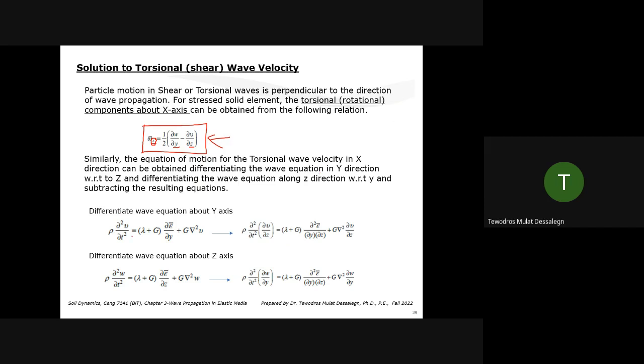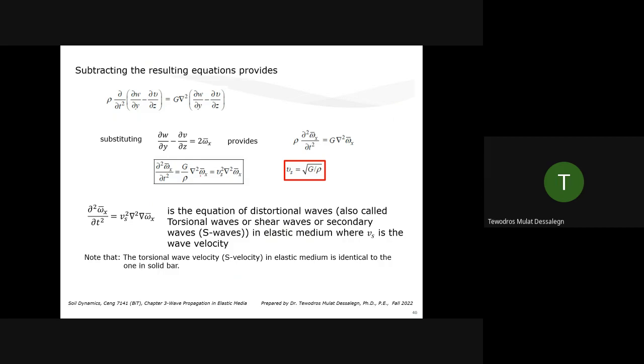So differentiate the wave equations. Now these are the same wave equations, whether it's a P wave or S wave. But now do the differentiation with respect to the opposite axis. Differentiate with respect to the y-axis, and differentiate the wave equation about the z-axis, and you'll end up with these forms. Do more algebra, and subtracting the resulting equations, now you have it reduced with the Laplacian operator. And finally, your final product is the wave equation in terms of rotation.